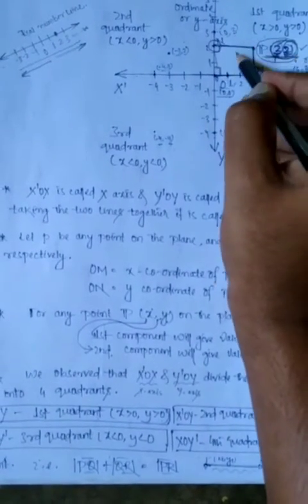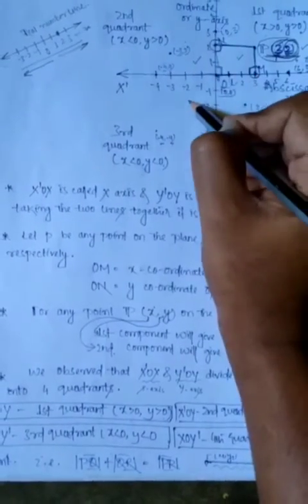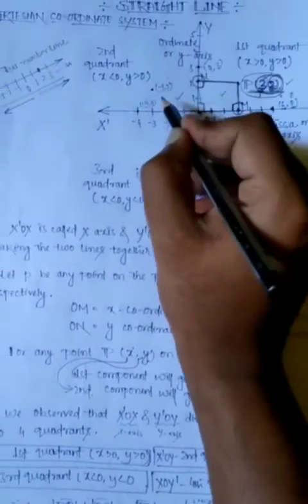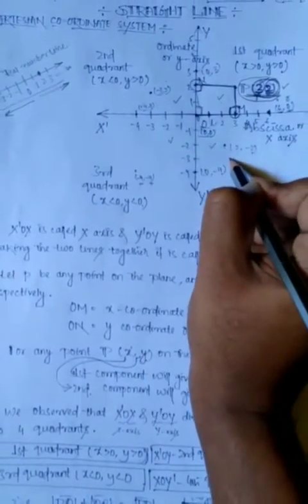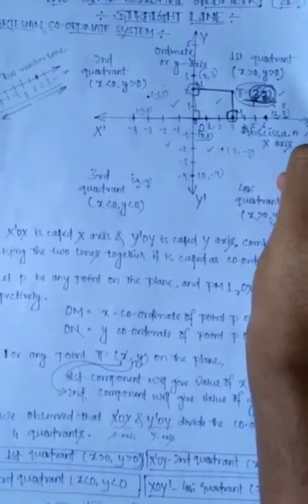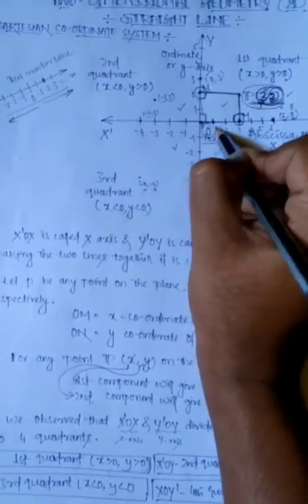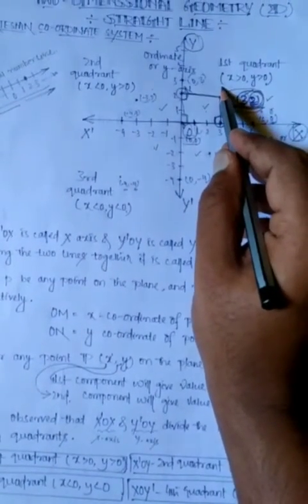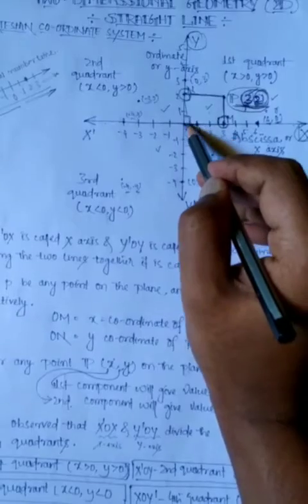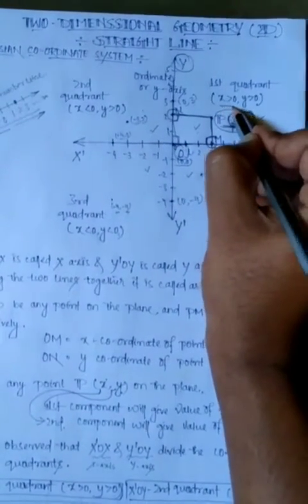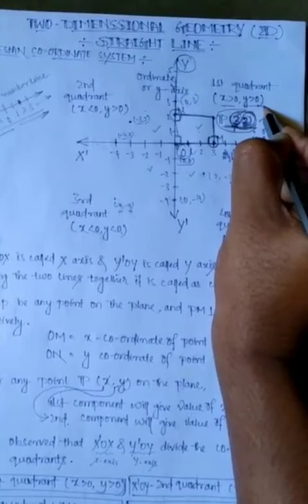These two axes divide the total plane into four quadrants. This one is first quadrant, this one is second quadrant, this one is third quadrant and this is fourth quadrant. So what is the first quadrant? XOY. So in the XOY quadrant if any point is present then the corresponding values of x will be positive and corresponding y values will be positive. So I have written here x is greater than 0 as well as y is greater than 0.